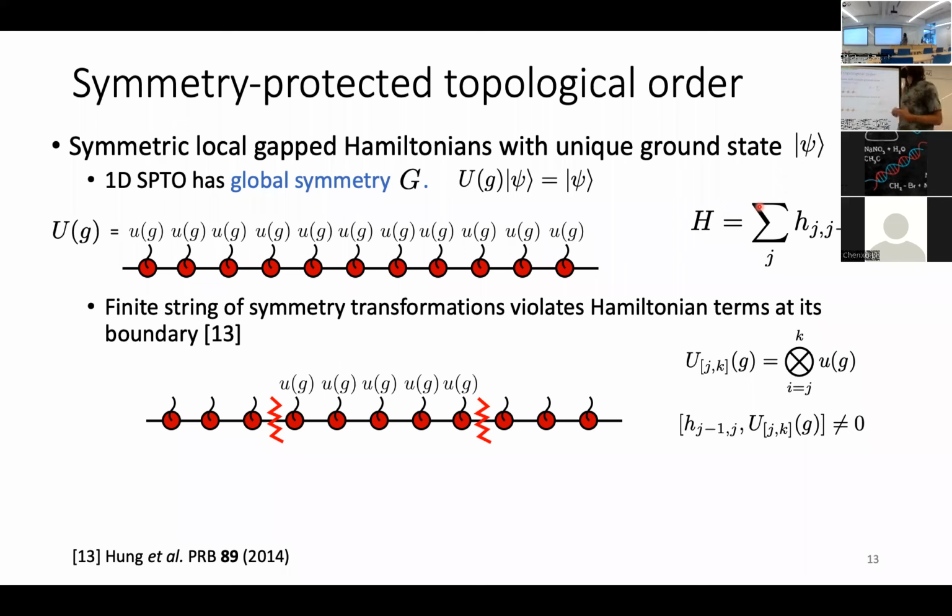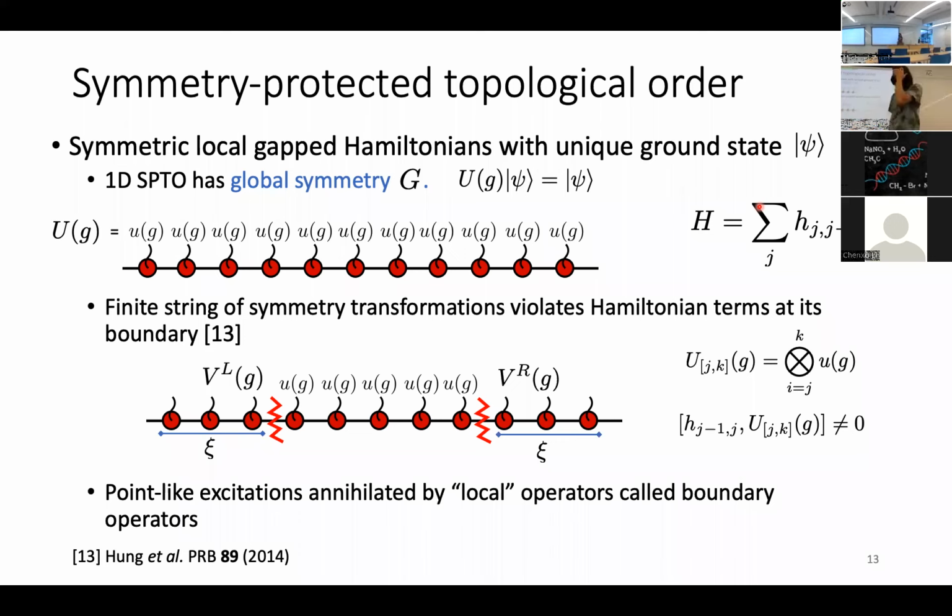So we can think of it as this finite string of symmetry transformations creating two point-like local excitations about its boundaries. Those point-like excitations can be annihilated. We can get back to the ground state by doing some local transformation about those endpoints. So we act these so-called boundary operators on the endpoints, which are in general some set of operators exponentially localized in terms of their support to the boundaries of this string.